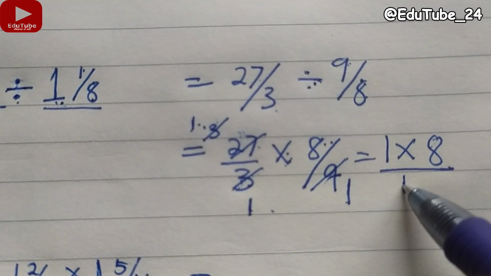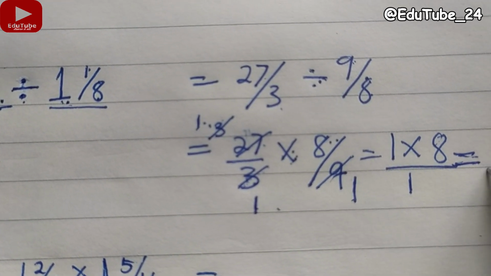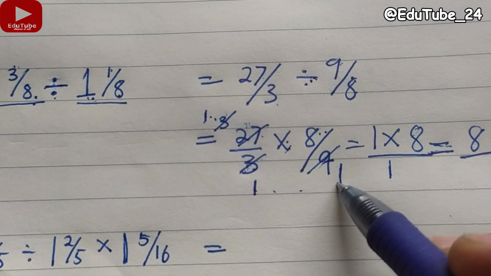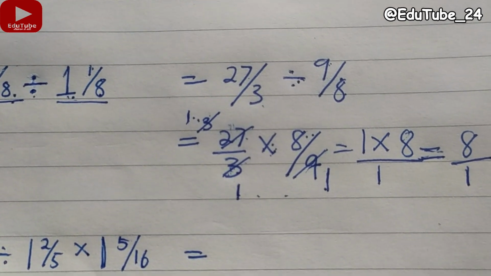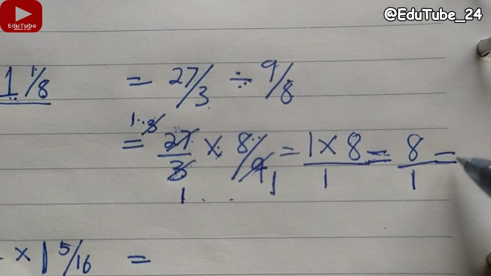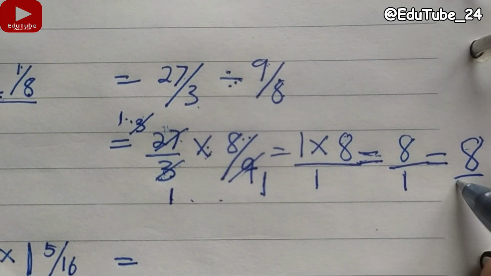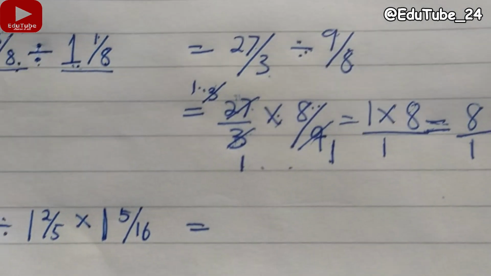So I'm going to say 1 times 8, all out of, in the denominator I have 1 and 1. So 1 times 1, that gives me 8 out of, and then 1 times 1, that gives me 1. And 8 over 1, any number divided by 1 will give you the same number. So 8 over 1 will still give me 8, which is my final answer for the division.